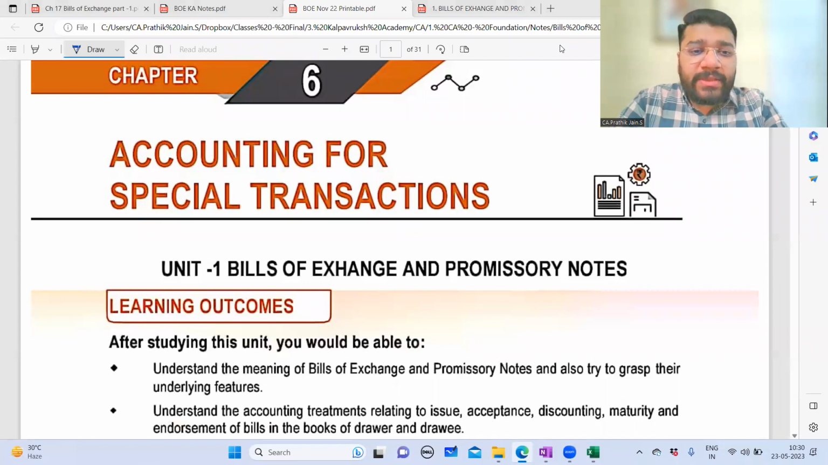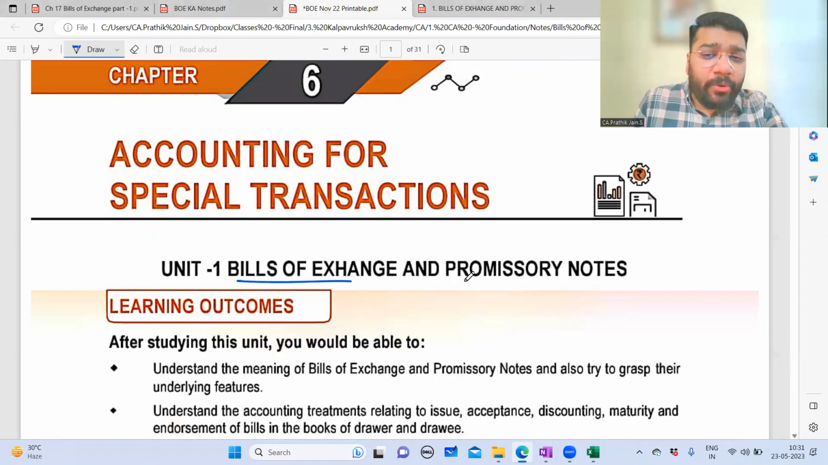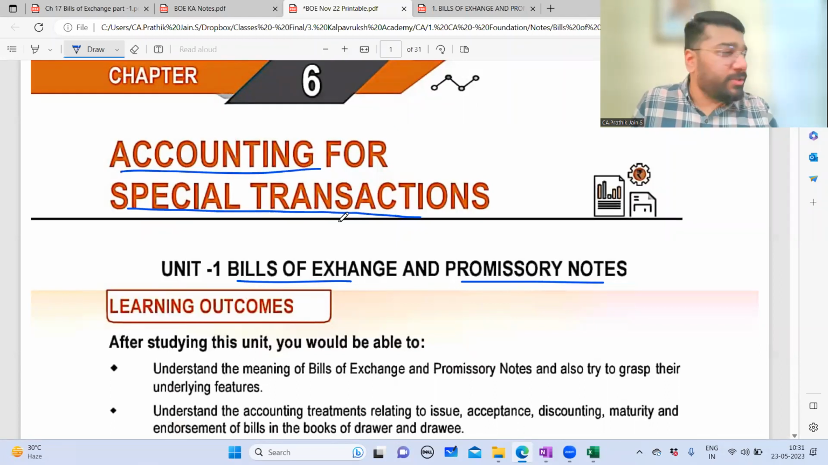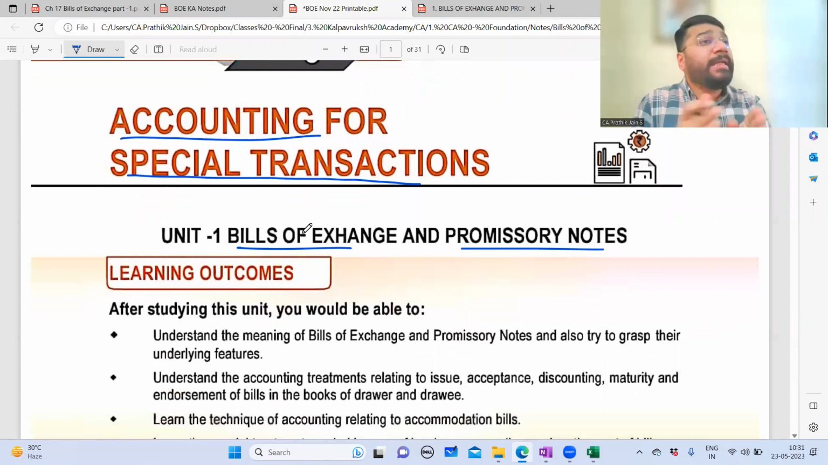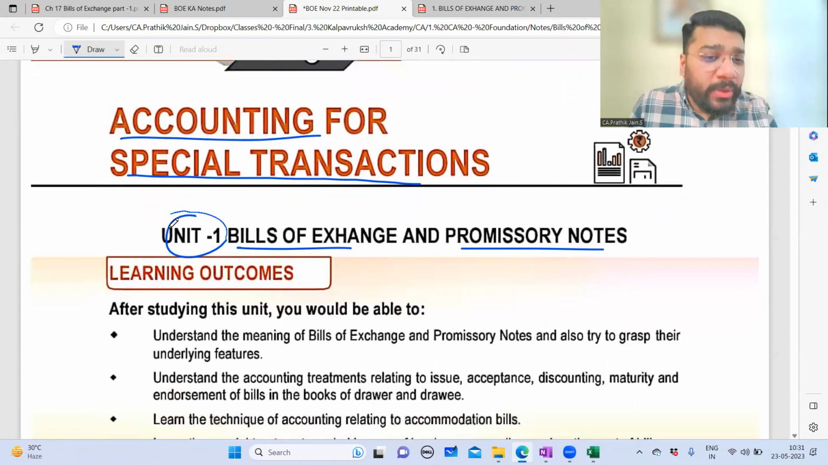So guys, we're going to start with a brand new topic today for the CA Foundation course, which is Bill of Exchange and a Promissory Note. Guys, this chapter, or per se I would say unit, is coming under a big chapter called Accounting for Special Transactions. Accounting for Special Transactions is chapter number 6 of the CA Foundation accountancy book, under which you have multiple units. In that, the first unit deals with bills of exchange and the promissory note.